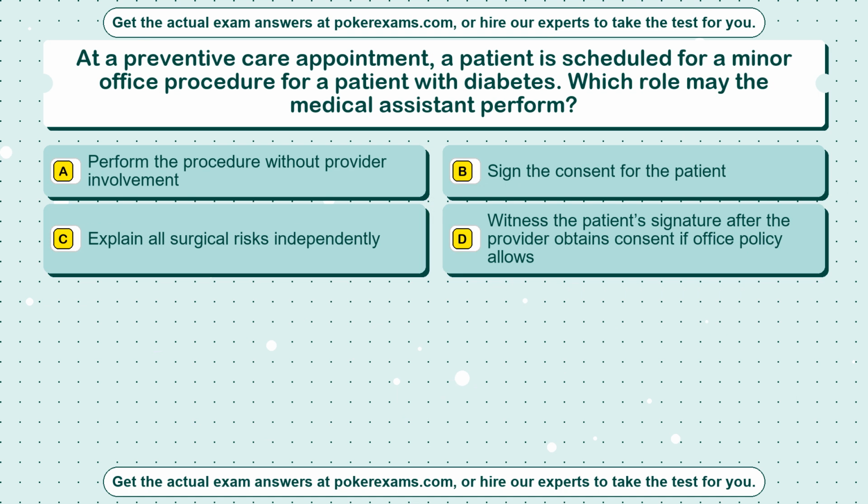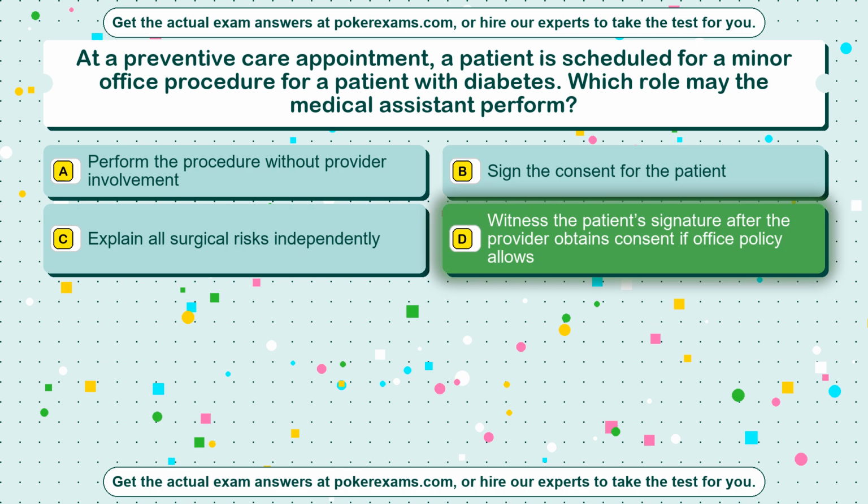Question 91. At a preventive care appointment, a patient is scheduled for a minor office procedure for a patient with diabetes. Which role may the medical assistant perform? Option A, perform the procedure without provider involvement. Option B, sign the consent for the patient. Option C, explain all surgical risks independently. Option D, witness the patient's signature after the provider obtains consent if office policy allows.